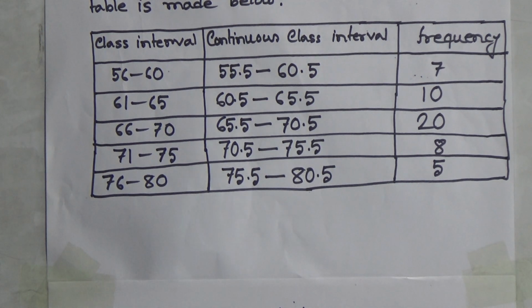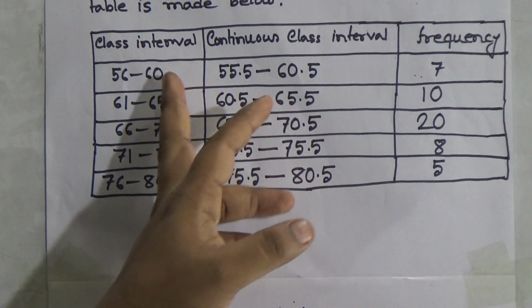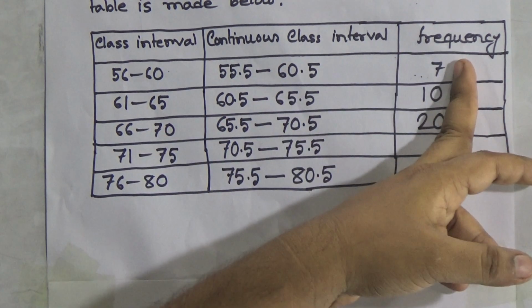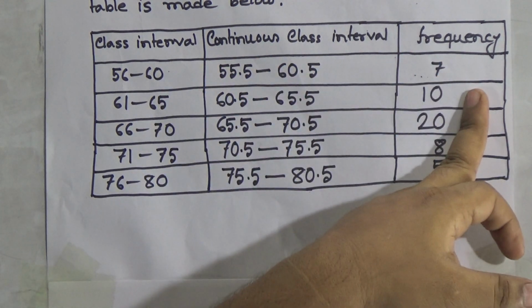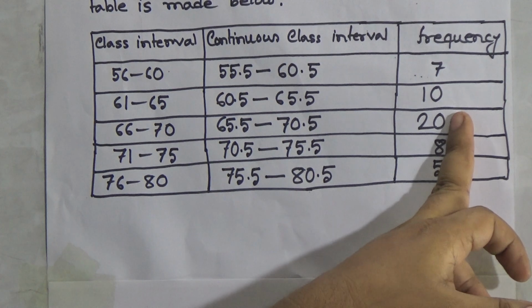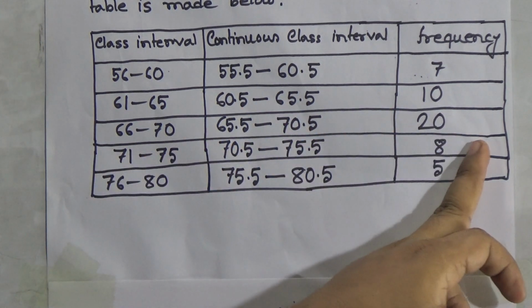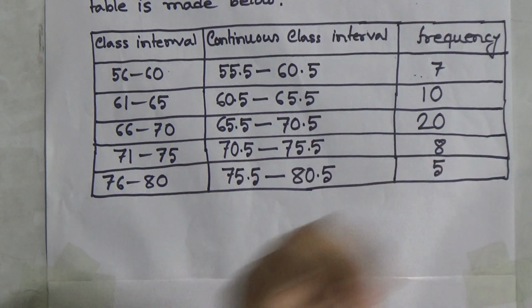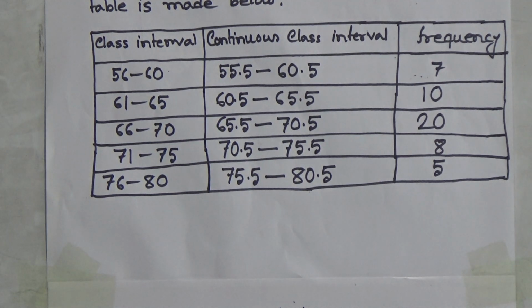So now my dear student, the frequency is the same, that means in this class interval the frequency is 7, in this class interval the frequency is 10, in this class interval the frequency is 20, in this class interval the frequency is 8, in this class interval the frequency is 5. Now my dear student, we write the description of the histogram.